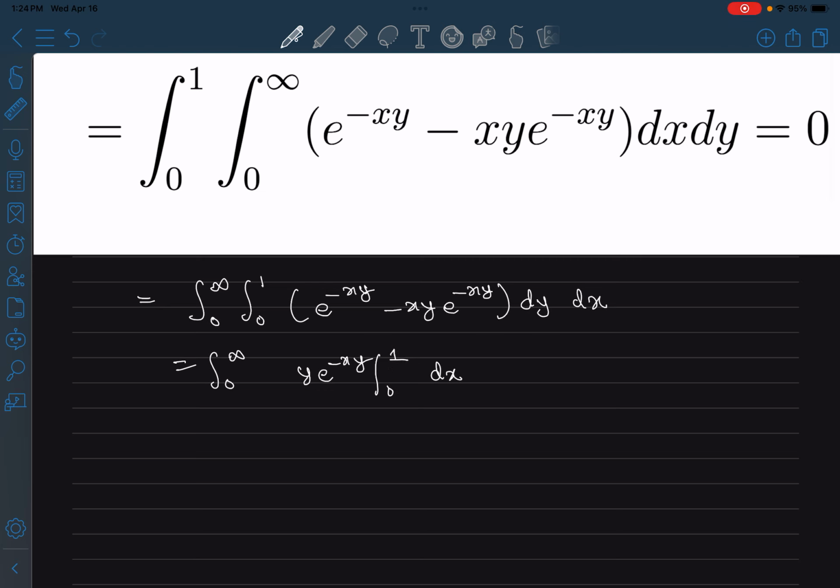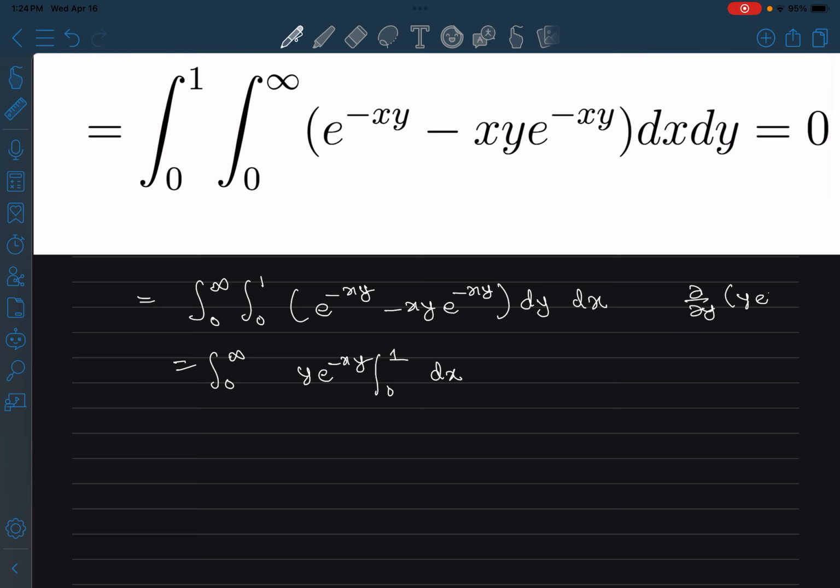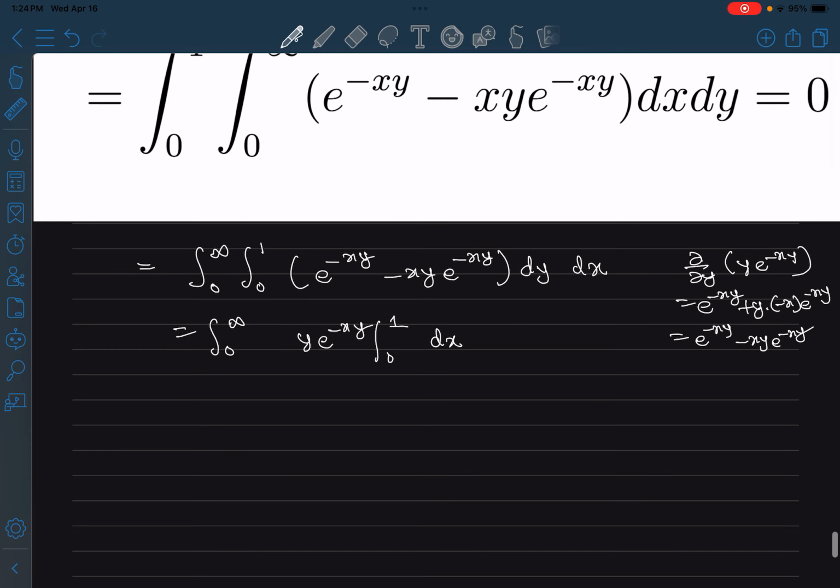Now the way you can see this is if you differentiate this y e to the power negative xy with respect to y, so this should be partial actually with respect to y, first of all, you do the product rule, so you get e to the power negative xy plus y times negative x with e to the power negative xy. That gives you e to the power negative xy minus xy e to the power negative xy. So that's how we get this.